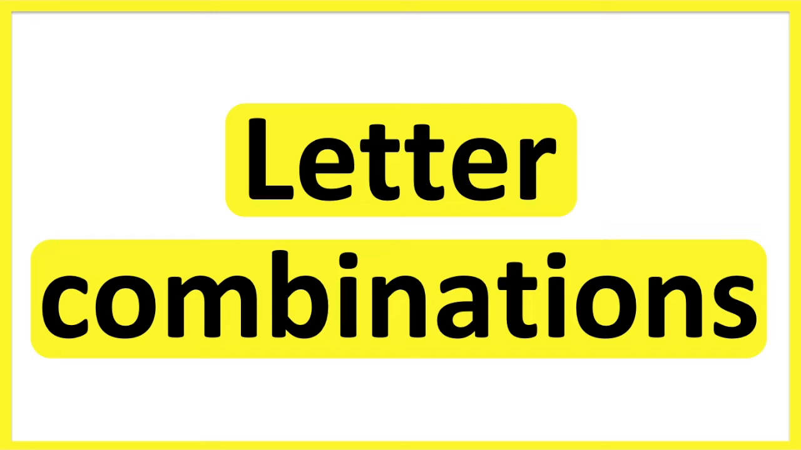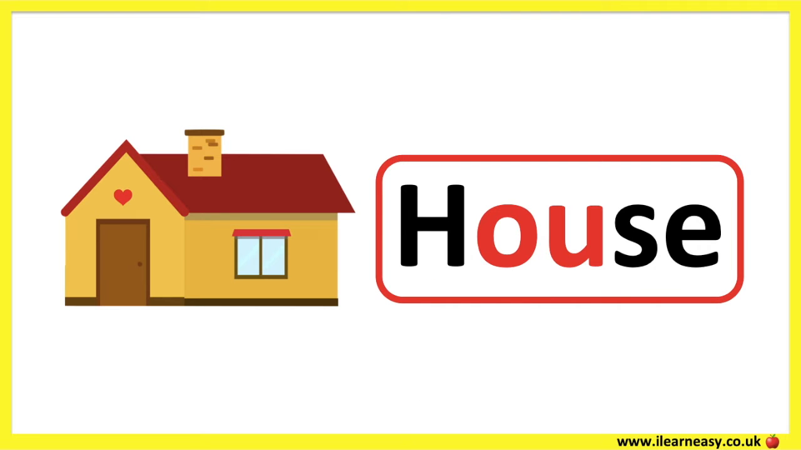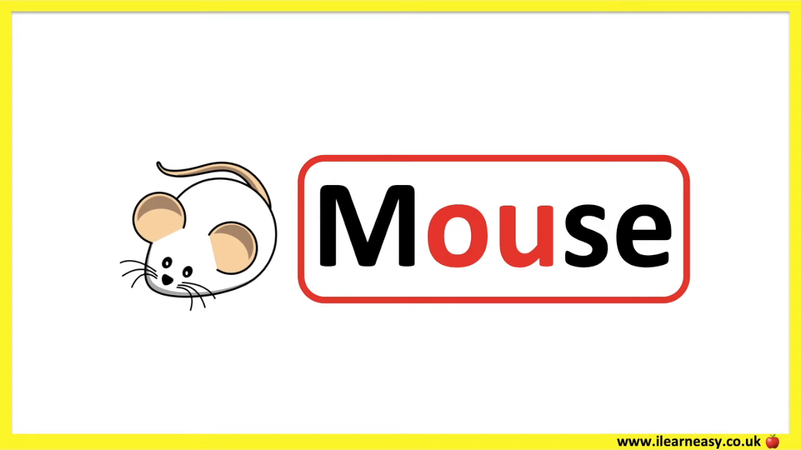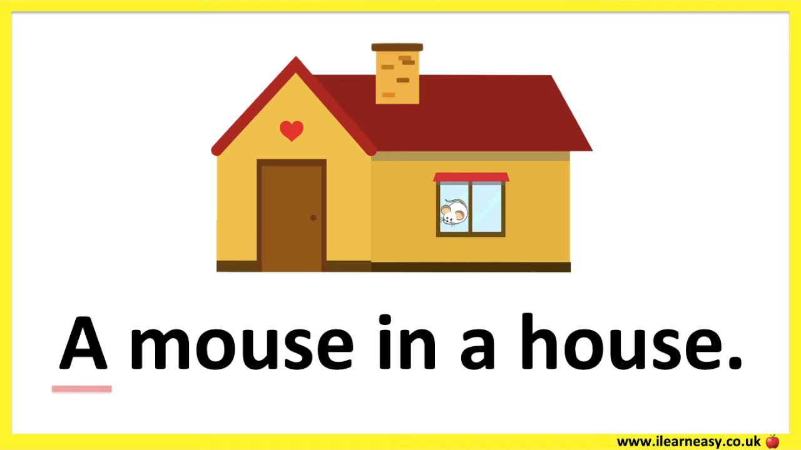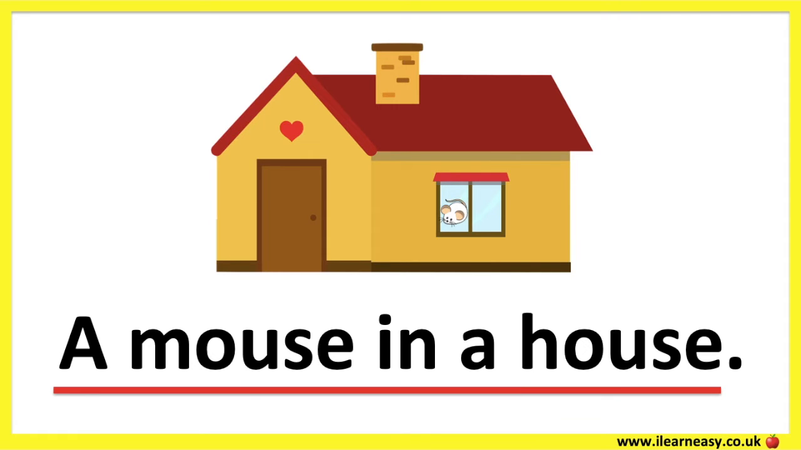Hello! In this video, we will learn about letter combinations. The letter combination O and U make the ow sound. Ow. House. House. Mouse. Mouse. A mouse in a house. A mouse in a house.